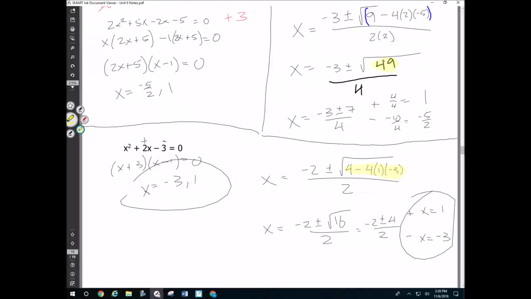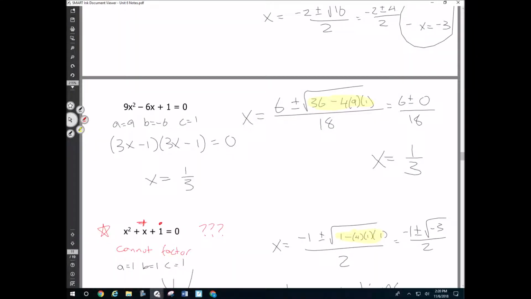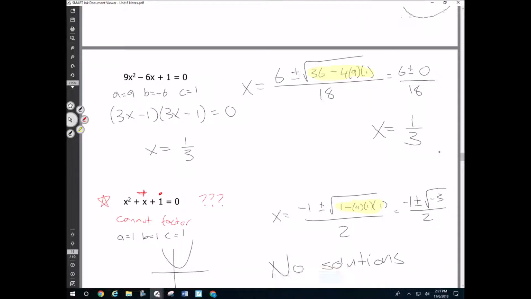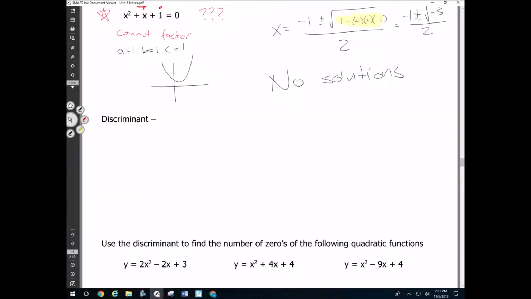When I had the square root of 49, that's 7. I had to add and subtract 7, giving me 2 answers. I had the square root of 16, that's 4. I had to add and subtract 4, giving me 2 answers. When I had the square root of 0, I added and subtracted 0. Well, it didn't change anything. It just gave me 1 answer. When I had a negative under my square root, that's telling me I can't do it. There's no solutions. This is called the discriminant.